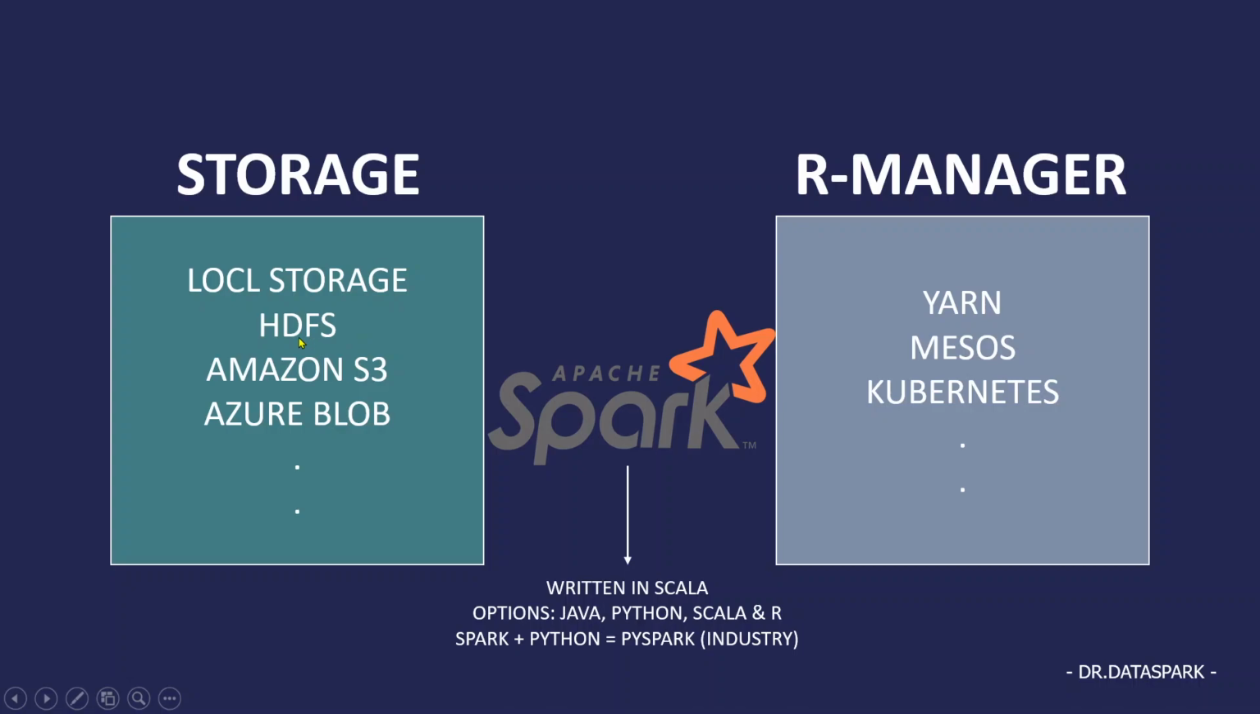The storage can be HDFS, the storage can be your Amazon S3, or maybe your Azure Blob, Google File System, GFS, whatever storage is there in Google. All of these you can use as storage. And do you need only YARN as a resource manager? No, who cares? If you do not want YARN, use Mesos or Kubernetes. All these are alternatives, the tools for resource manager.